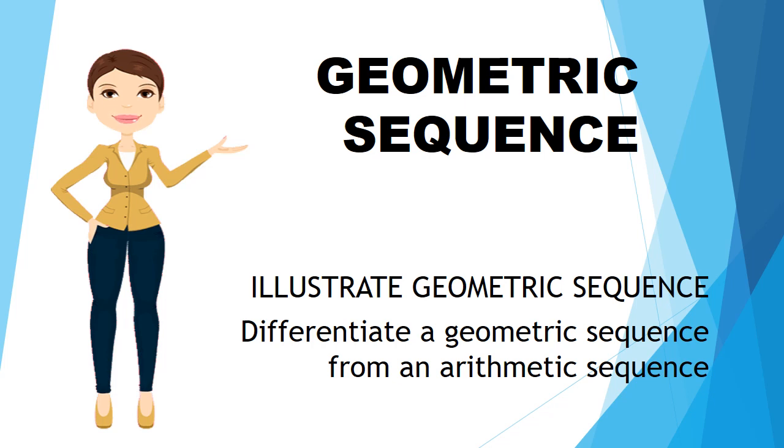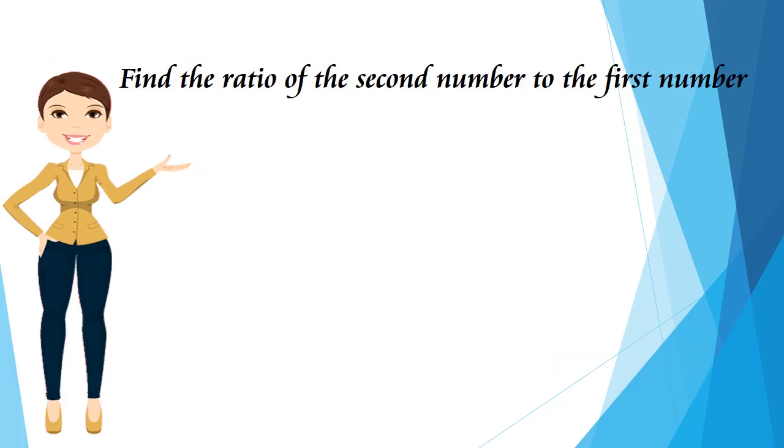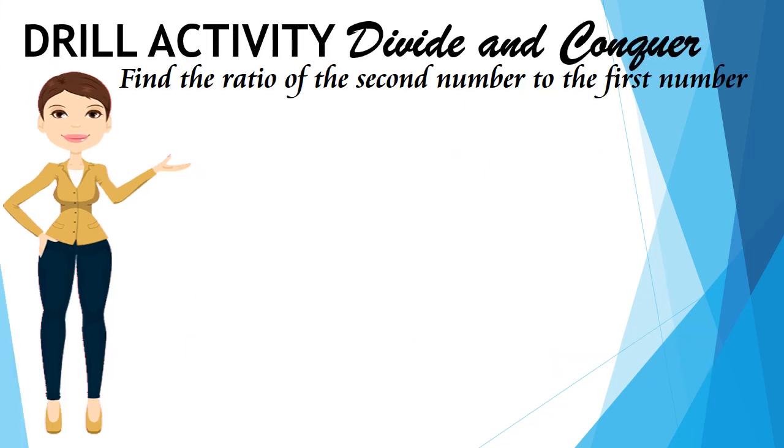So now, are you ready? Well then, let us have this memory check. Great, and students, you can ask your member of the family to please join and play with us. So this is just a very simple activity entitled Divide and Conquer. All you need to do is to give or find the ratio or the quotient of the second number to the first number that will flash on the screen.